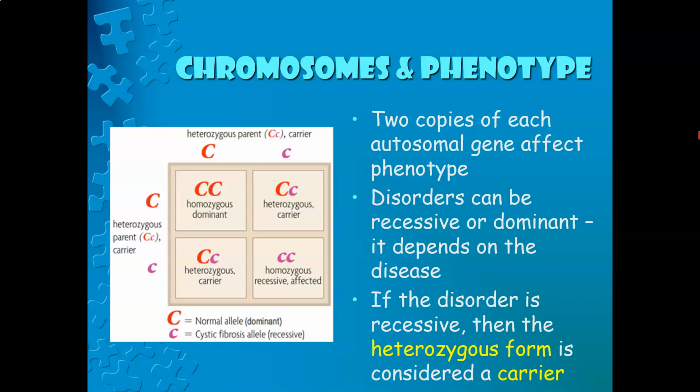Does that make sense? So heterozygotes can be carriers because I don't show the trait. This only works if the trait is recessively inherited. If it's dominantly inherited, there is no such thing as a carrier for it because you just show it. You know you have it. So hopefully that makes sense.